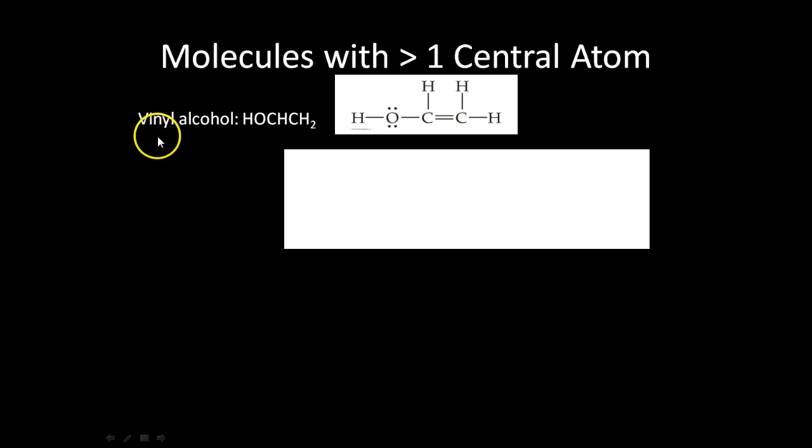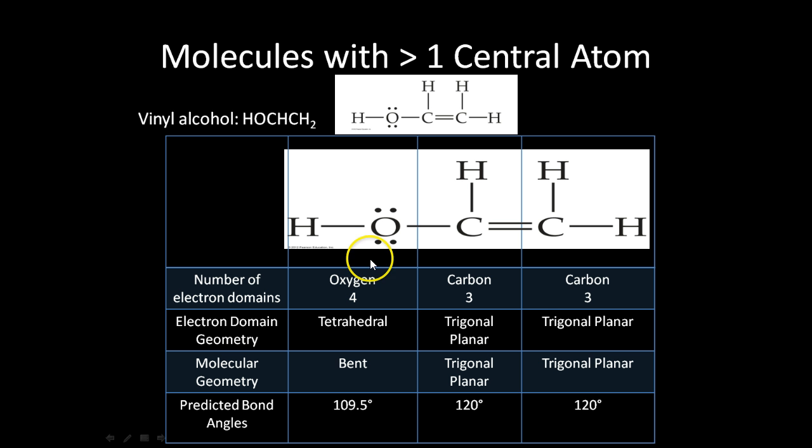So consider, for instance, this vinyl alcohol. The Lewis structure is shown up here. Notice there are 1, 2, 3 central atoms in this molecule. If we consider each of these, say oxygen for the first one, and think about the electron geometry around it, there are 1, 2, 3, 4 electron domains, and so it's tetrahedral for the electron geometry.